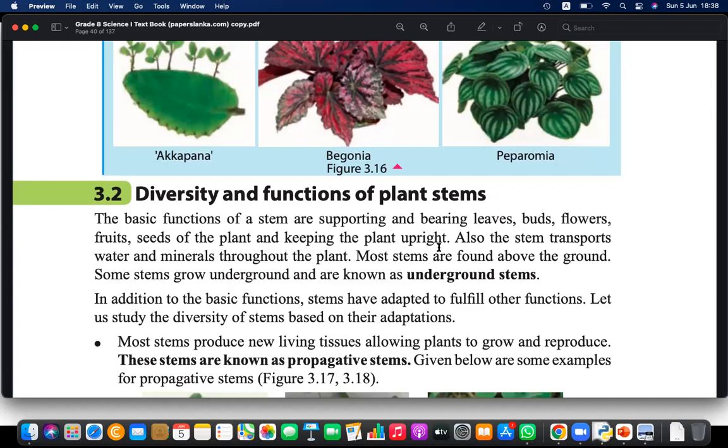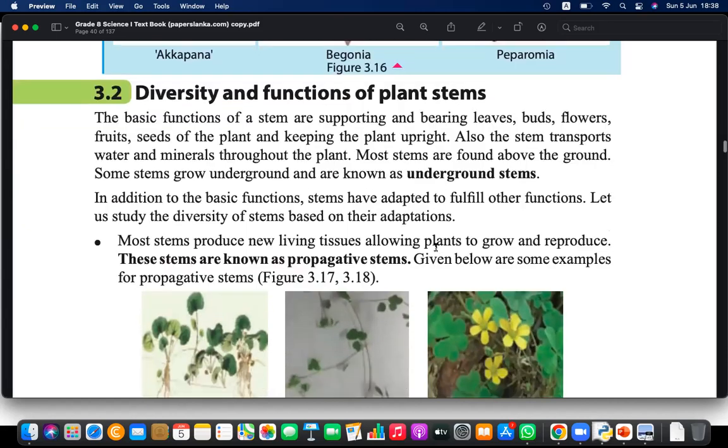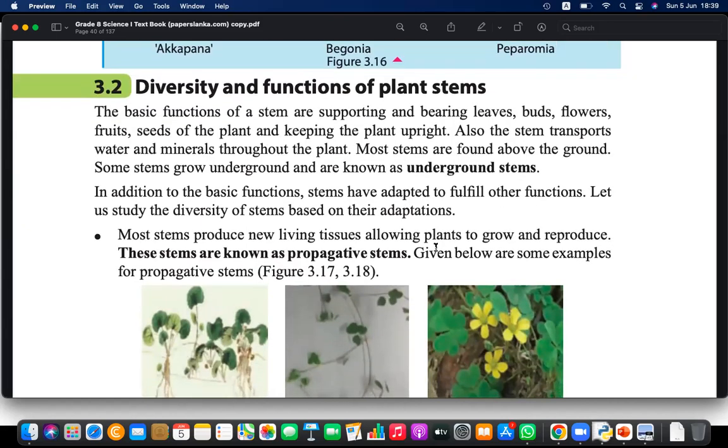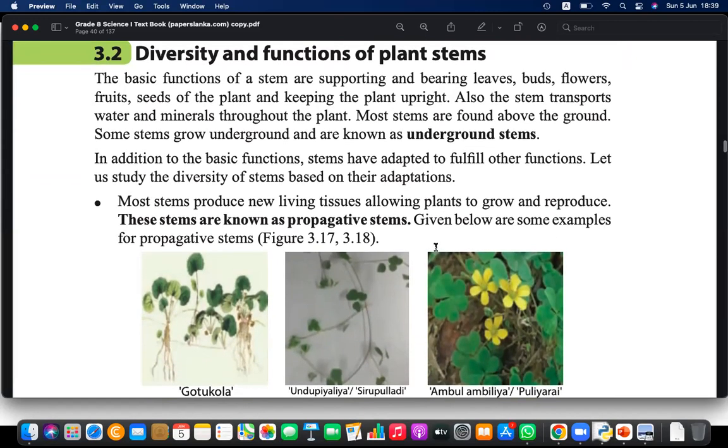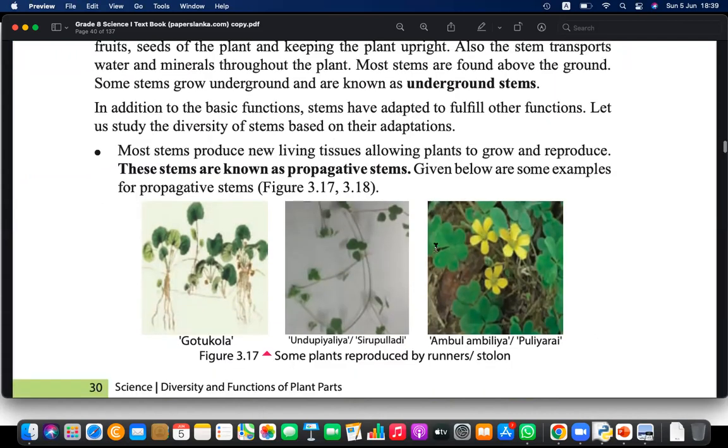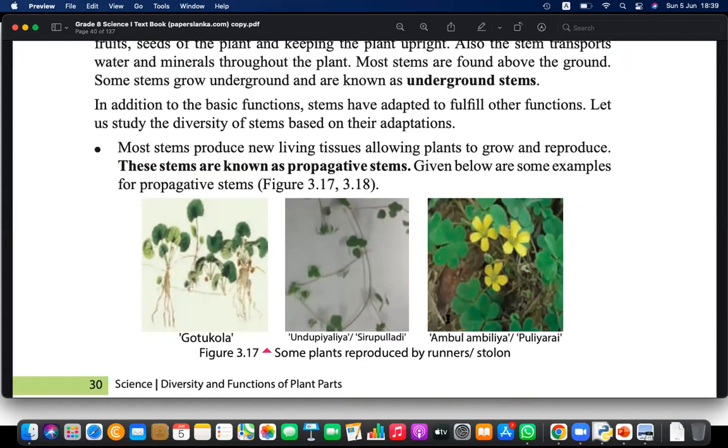For example, I think you can remember ginger-like things. So it has underground stems. And then we also learn about propagative stems. For example, you can see these images. It shows gotukola, undupiyaliya, and this ambul ambiliya and all. So these are some examples where new plants, or new living plants, can be generated using these stems.